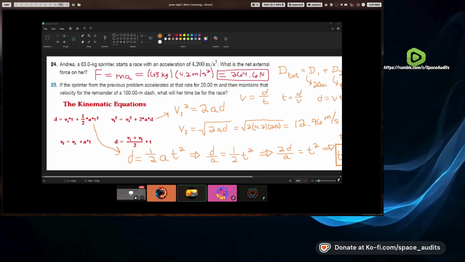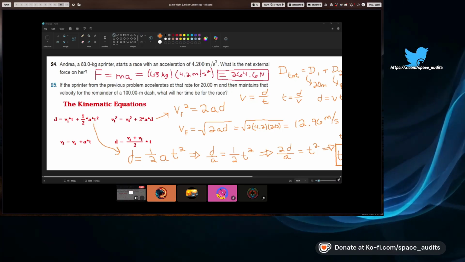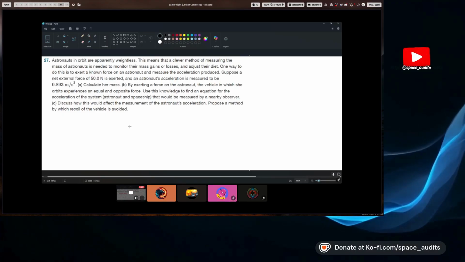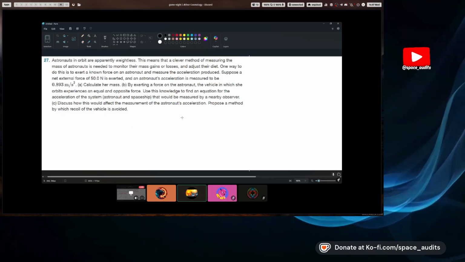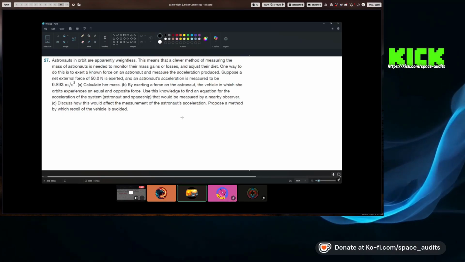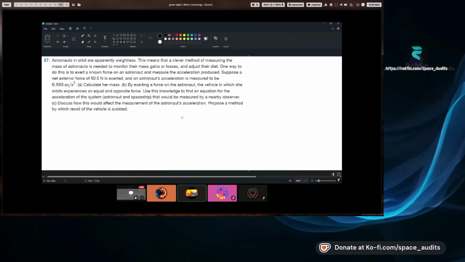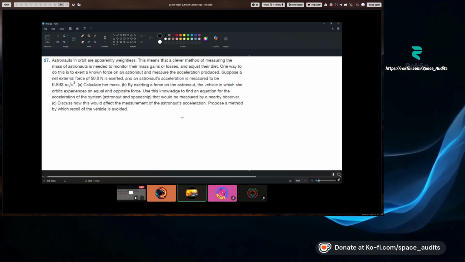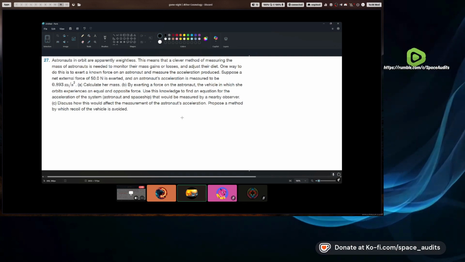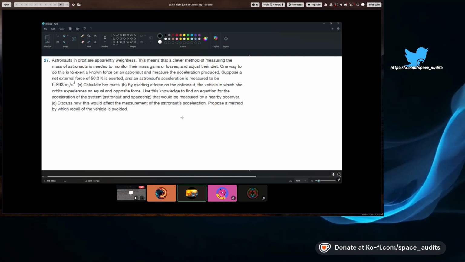Last but not least, how can we use it? You got astronauts in orbit. They're apparently weightless. This means a clever method of measuring their mass is needed to monitor their mass gains or losses and adjust their diet.